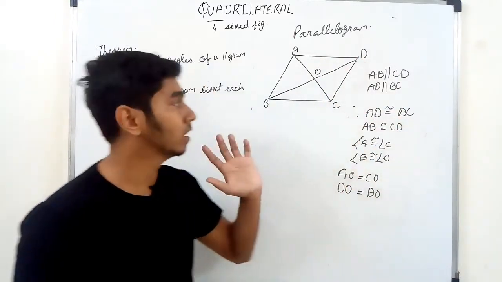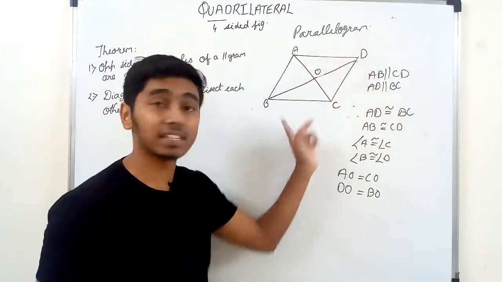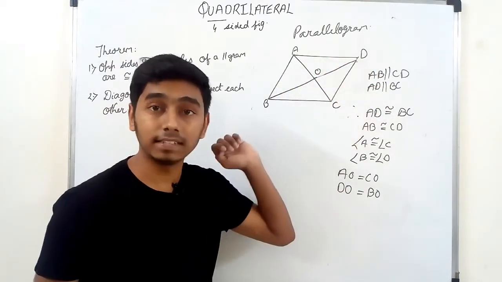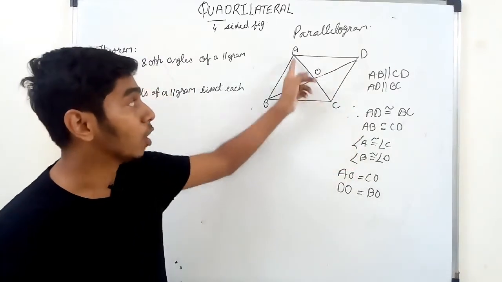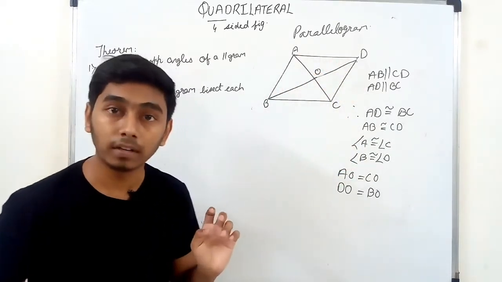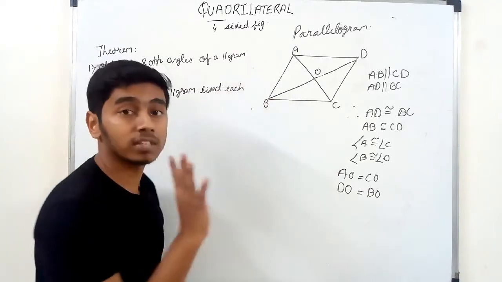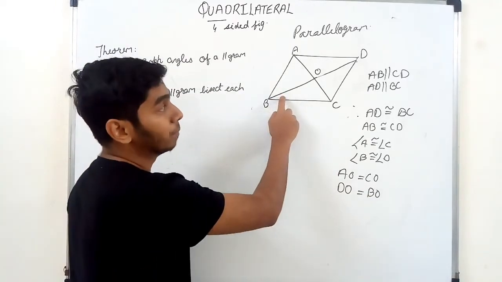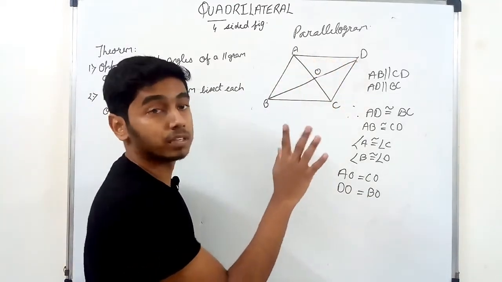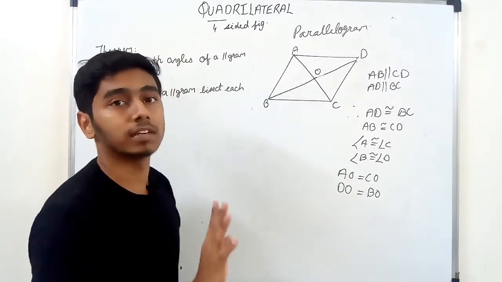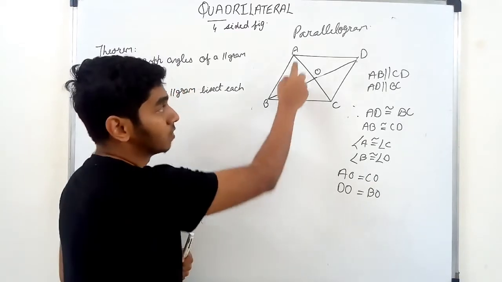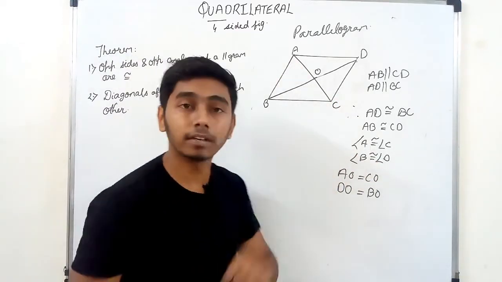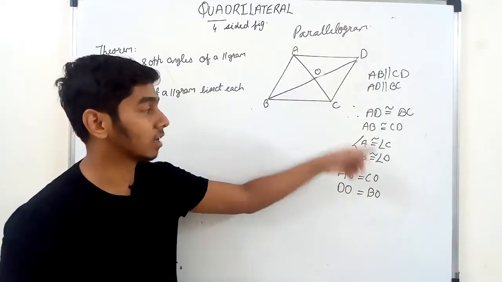The opposite sides are parallel, then opposite sides are congruent, then opposite angles are also congruent. See, opposite angles, you know what is opposite? This angle B and angle D, that is opposite. A and B, they are not opposite, they are adjacent to each other. So that is a difference. So A and C, they are also opposite. Okay, so opposite angles are congruent.